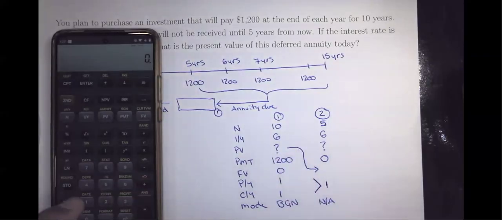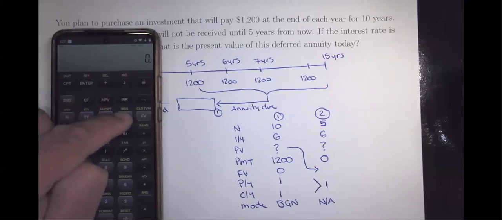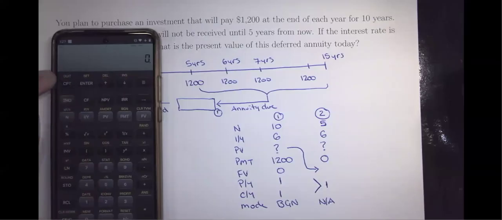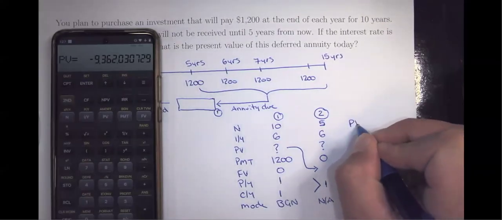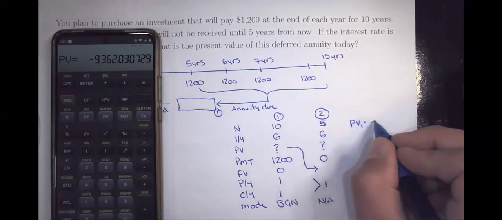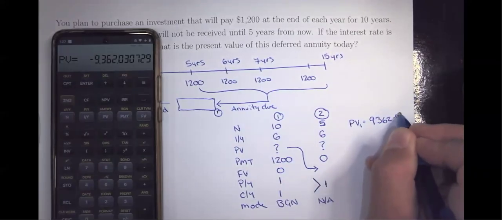So for calculation 1, 10 and then N. 6 is my interest, 0 is my present value, $1,200 payments, 0 future value, 1 payment per year, 1 compound per year. I'm in beginning mode. I'm going to compute my present value. And my present value, I'll put it over here, is $9,362.03.